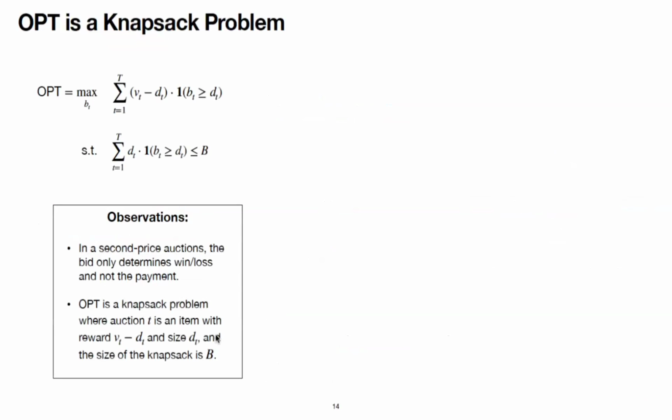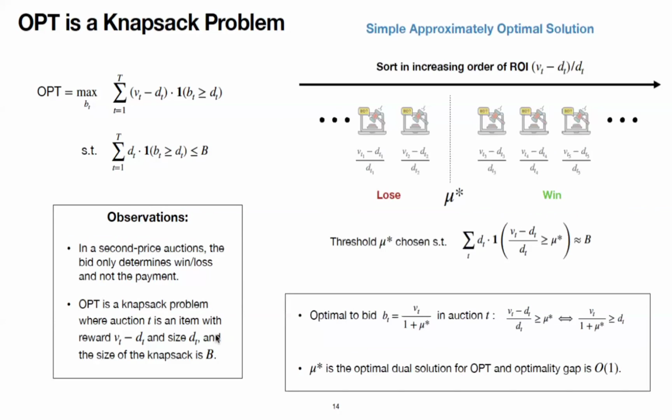Okay, so here are some observations. OPT is simply a knapsack problem. You're maximizing the summation of b_t minus d_t. This is what you're packing in your bag, and every item you add has a weight of d_t. You want your bag to be no heavier than capital B. This is a knapsack problem, right? The reward is b_t minus d_t and the weight is d_t, with budget B. And we know how to do knapsacks, right?